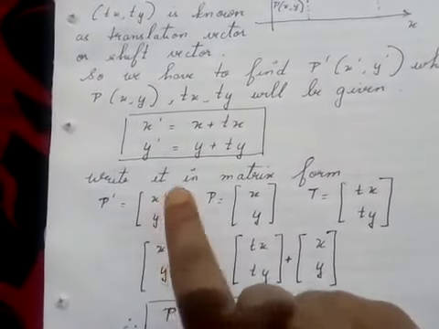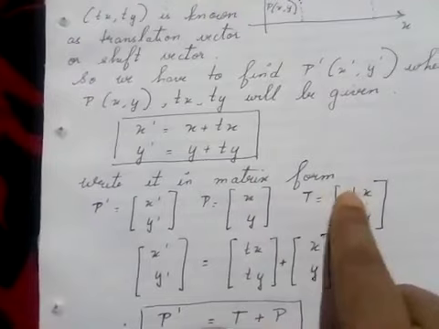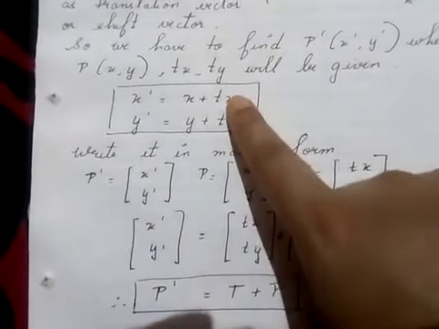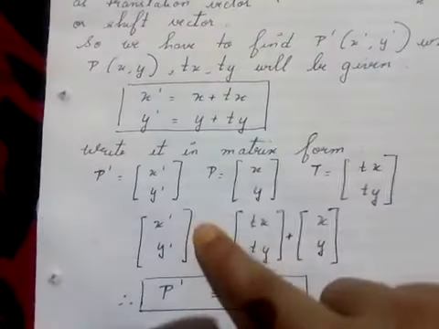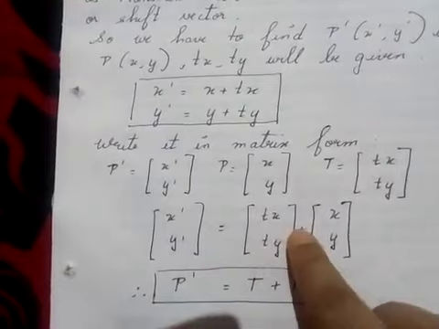Now what is p dash? P dash is nothing but x dash y dash. What is p? P is xy. What is t? T is tx and ty. So how to convert this equation into matrix form? X dash y dash, I'll write it like this, and this tx ty I'll write here, and xy. So what is x dash? X dash is nothing but tx plus x. And what is y dash? Y dash is ty plus y.